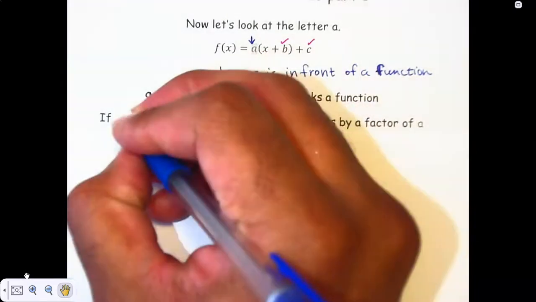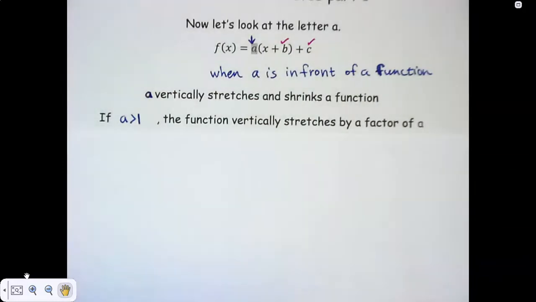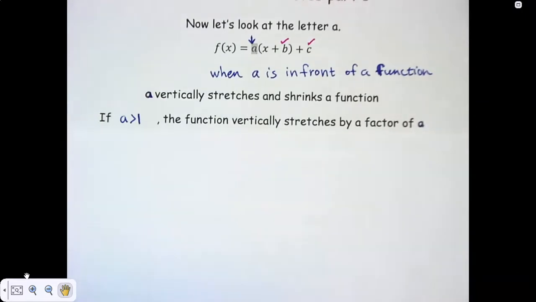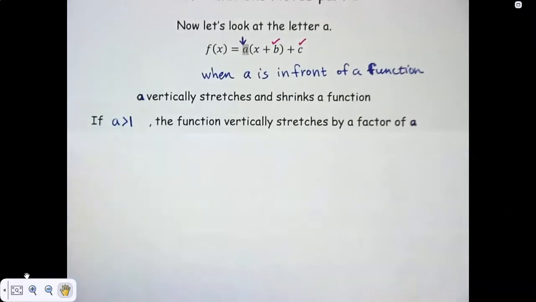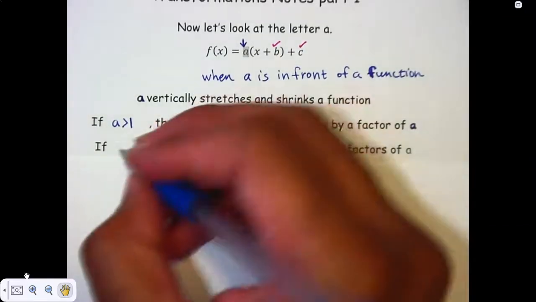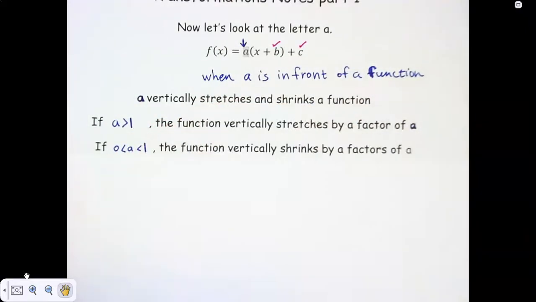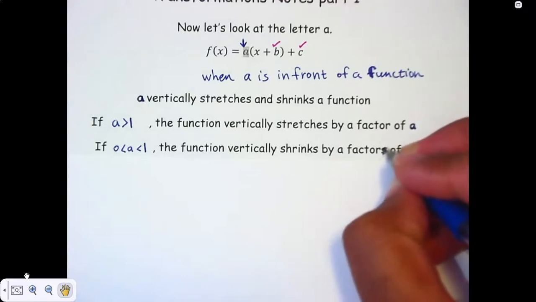So if A is greater than 1, we have a vertical stretch by a factor of A. So we say it's going to vertically stretch by whatever A is. All right. The second one is going to be, let's say A is between 0 and 1. So that means it's a decimal number, a fraction that's between 0 and 1. Anything that's between 0 and 1 is a vertical shrink by a factor of A.